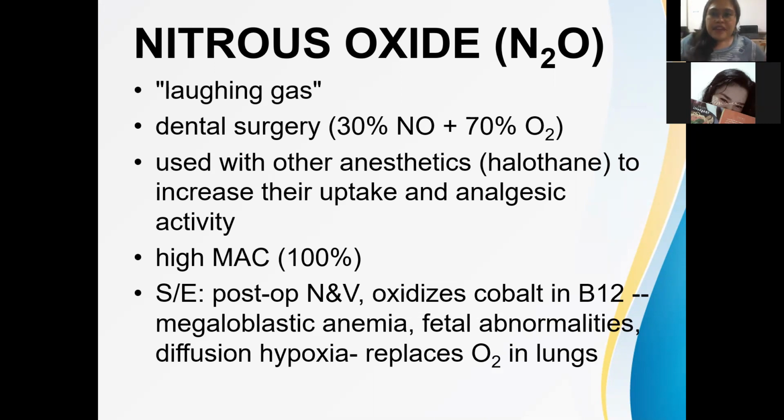And aside from that, nitrous oxide is toxic to our cells. It can actually oxidize the cobalt in cyanocobalamin, that is our vitamin B12. And if we lack vitamin B12 in our body, remember it can cause megaloblastic anemia. When you say megaloblastic anemia, our red blood cells will become bigger than the usual, and it will not have the ability to carry oxygen. So anemia. Okay?